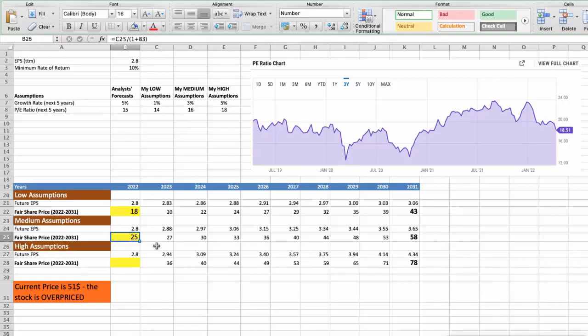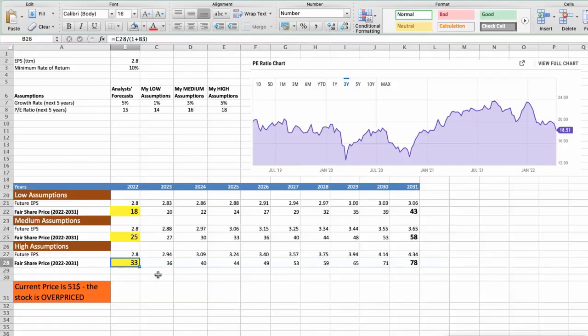Third scenario. Cisco will have high performance in the next 5 years, and we will use the following parameters in our calculation. Future growth rate would be high, 5%. Future P/E would be high, 18. In this case, the fair value of the stock today would be $33.